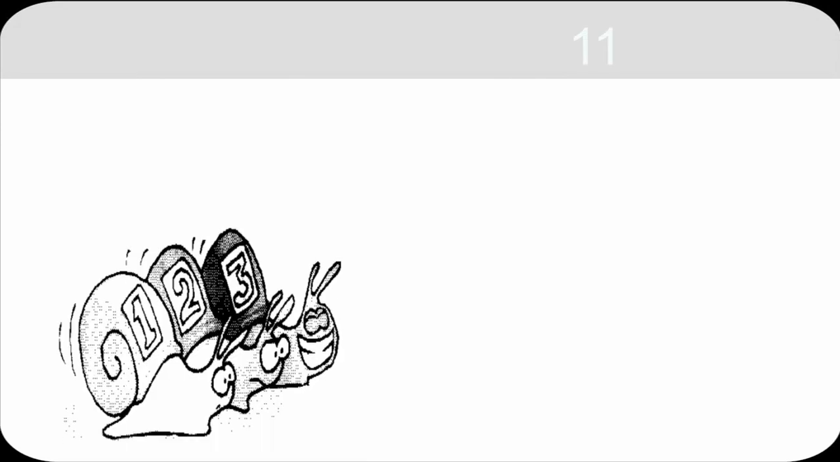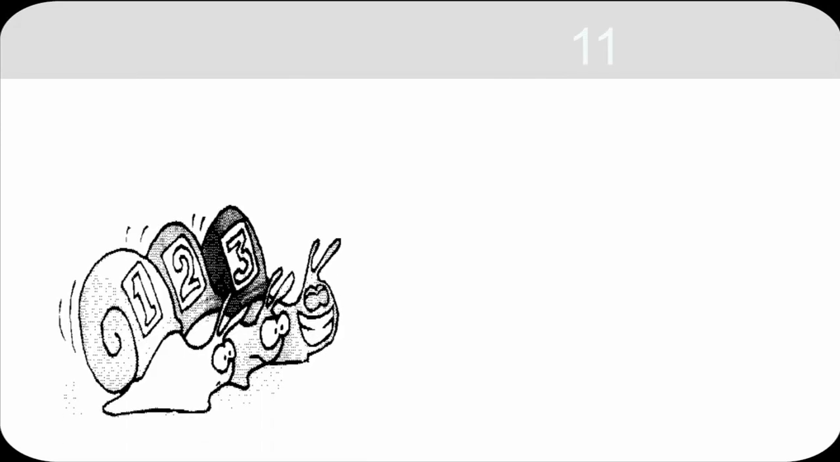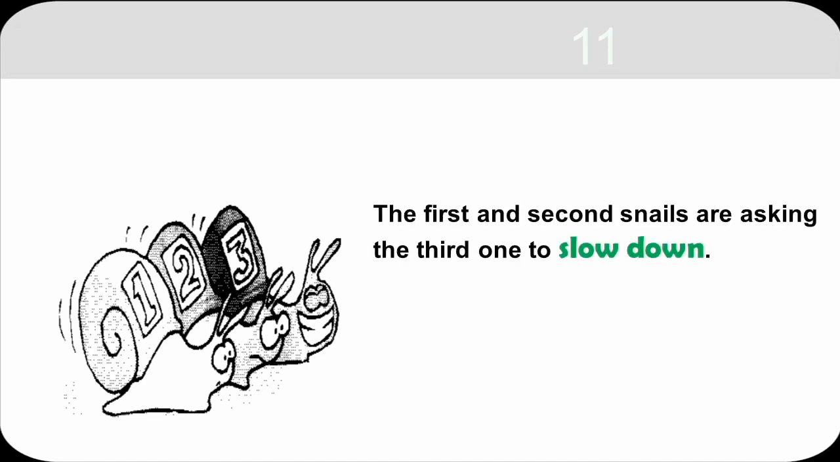In this example, you will notice that these snails are participating in a competition. The first and the second snails are asking the third one to slow down. To slow down. So, to slow down means to be slow, and it is the opposite of to hurry up, or to be fast, or to be quick. هذه هي الضد ديال to hurry up. To slow down, to hurry up.